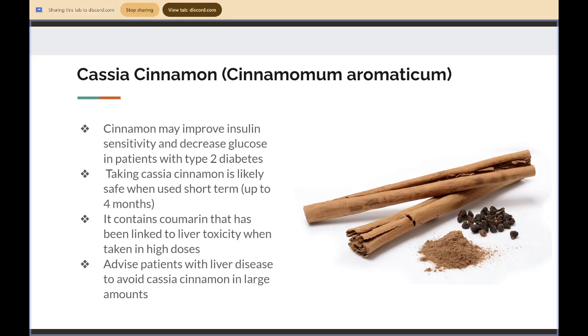It contains coumarin that has been linked to liver toxicity when taken in high doses. Advise patients with liver disease to avoid cassia cinnamon in large amounts. You've probably seen cinnamon teas being marketed and cinnamon supplements, so please be careful about your liver. And also, if your blood glucose is 300 and you take a gallon, you take not a gallon, but if you eat like a bowl of cinnamon, it'll probably just irritate your throat and not lower your blood sugar.